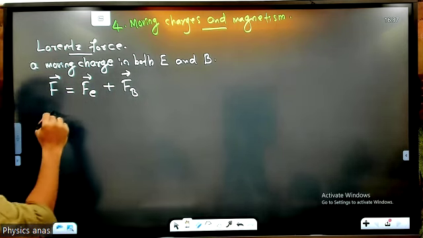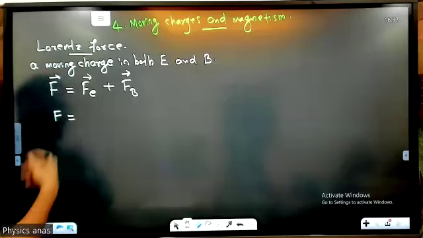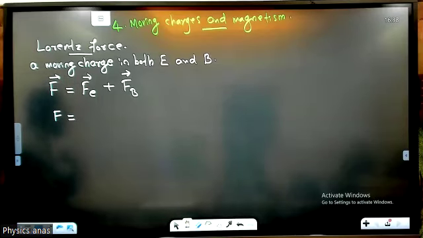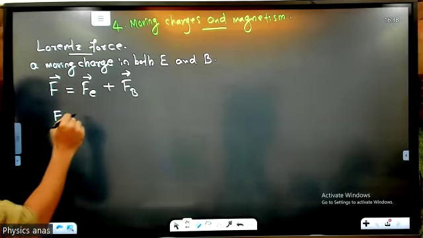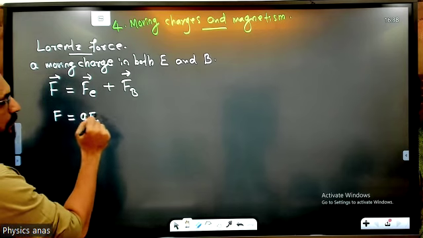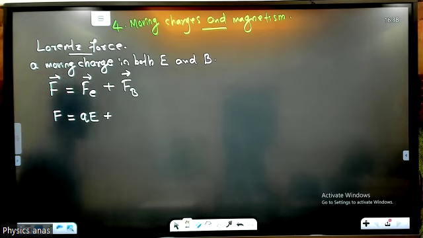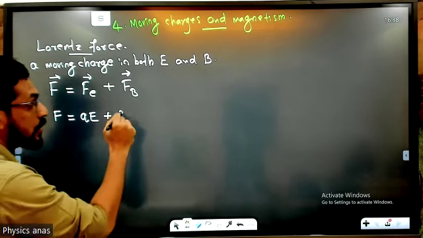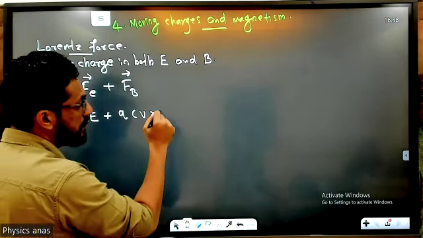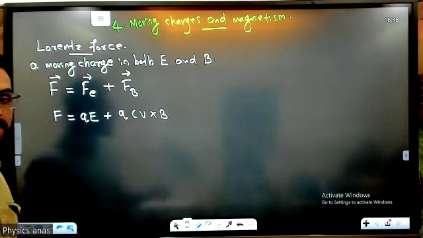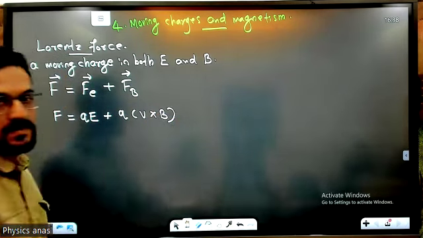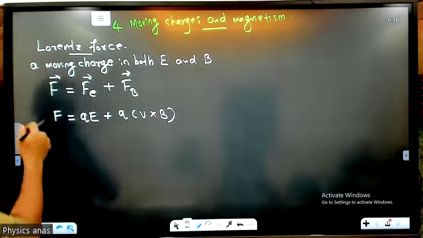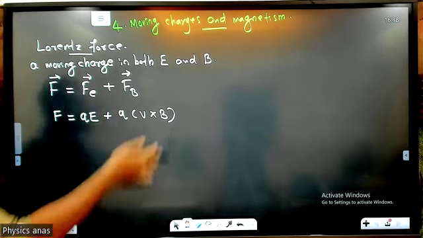We can write the magnitude of that. What is the electric Lorentz force? QE. QE is the electric Lorentz force, plus what is the magnetic Lorentz force? Q into V cross B. That was the magnetic Lorentz force. So F is equal to QE plus Q into V cross B.